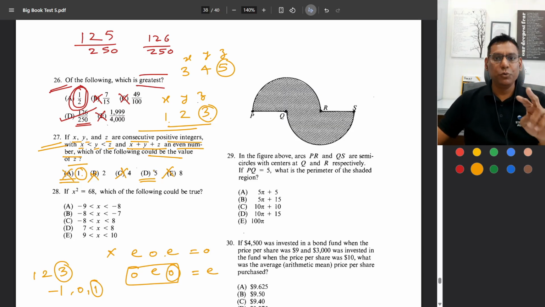So there were two logics here. One logic gives me 1 and 5. The other logic gives me only 5. So D is the only answer choice that's possible. Interesting question.